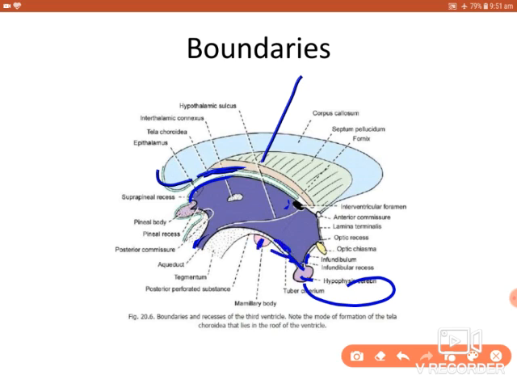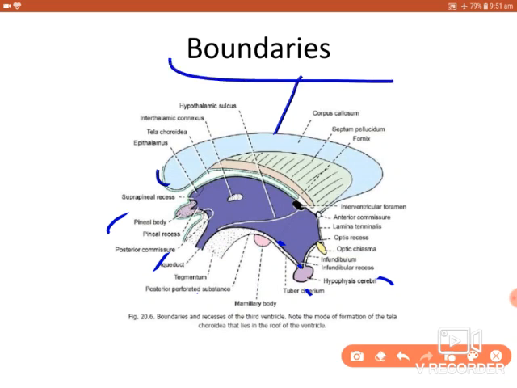This area is the tuber cinereum. Here we'll get the posterior perforated substance. This area is the tegmentum of this midbrain. Then the posterior wall here relates to the pineal gland. Then the inferior lamina contains this posterior commissure here. Then the commencement of the cerebral aqueduct forms the posterior boundary. So that's about the boundaries of the third ventricle.